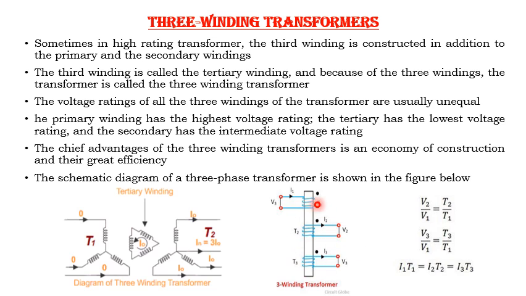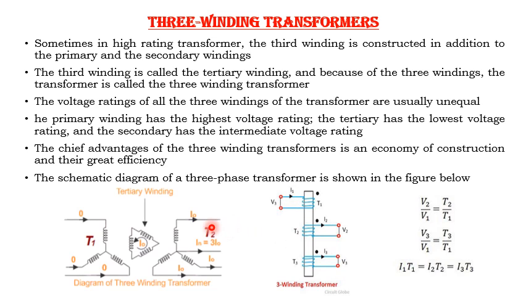The schematic diagram, or representation, of the three winding transformer is as shown here. So this is a three winding transformer, and this is the core. All three windings are wound on a single core. This winding is represented as T1, this winding as T2, and this winding as T3. The voltages across the windings are V1, V2 and V3, and the respective currents are I1, I2 and I3.